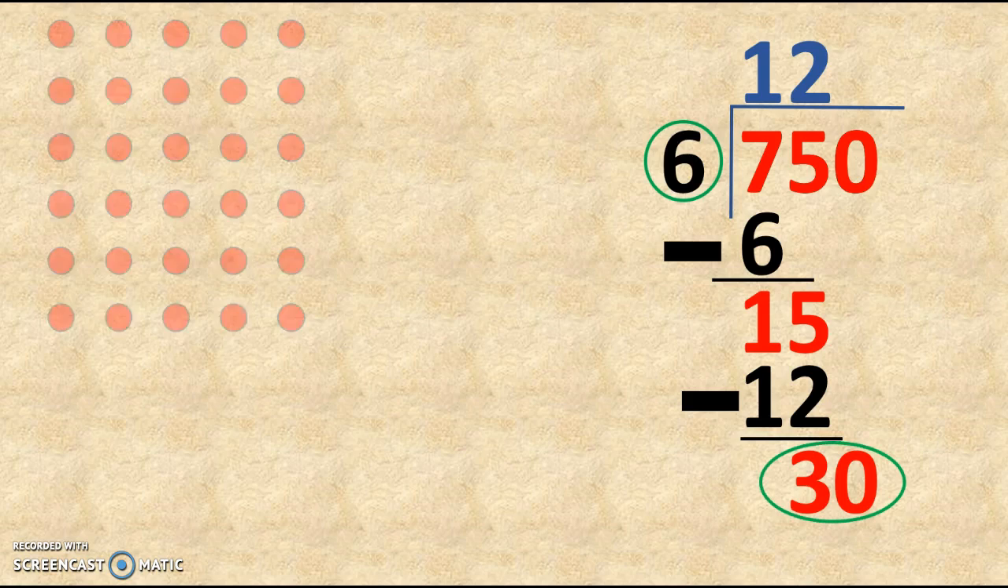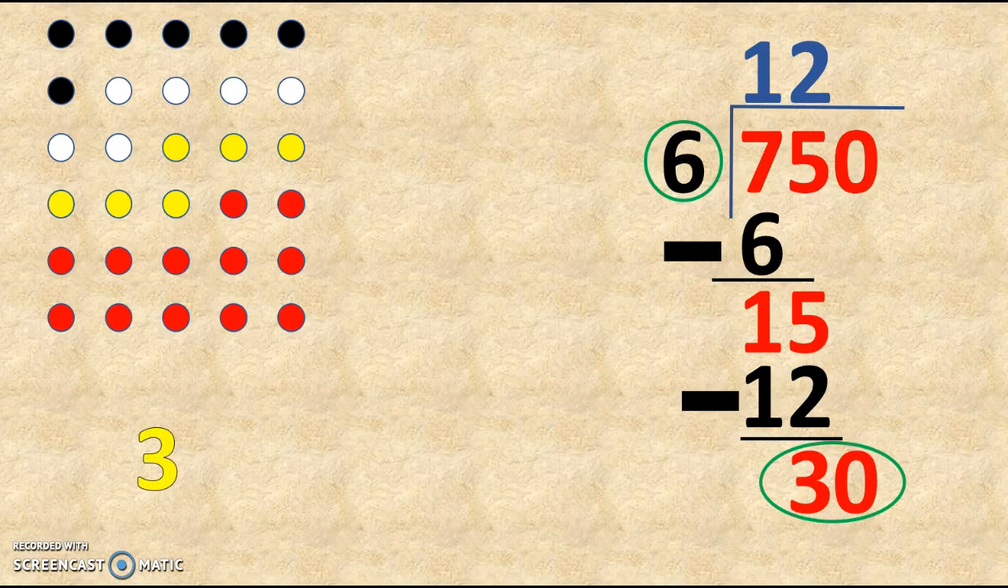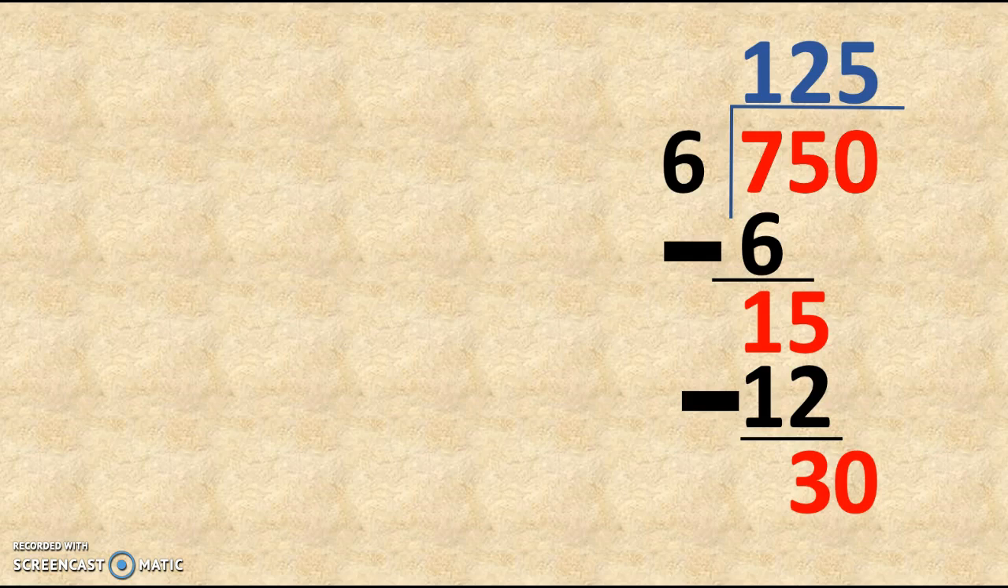So let's bring up our 30 dots, and we'll see how many times we can change the color of packs of 6 of them. So we got it once, twice, 3 times, 4 times, and 5 times. So 6 went into 30 5 times. So we'll go ahead and put our 5 in the right position. And 6 times 5 is 30.